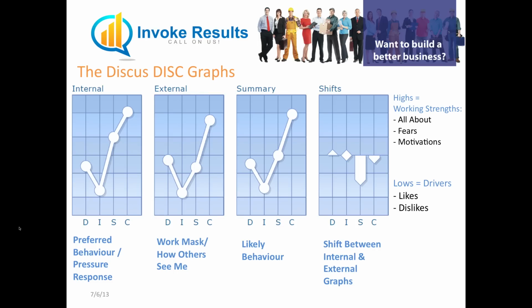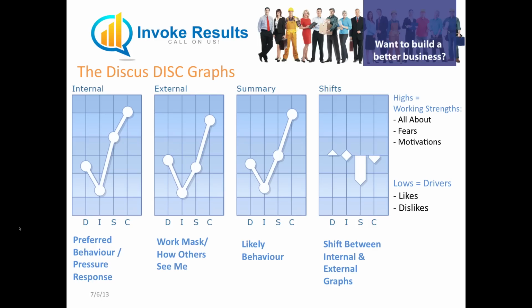Somewhere between the internal and the external is the summary graph. So the summary graph is saying, well, okay, you may be making shifts in your behaviour from your preferred style, but the summary style is a style that you'd be more than happy to behave in on a regular basis.